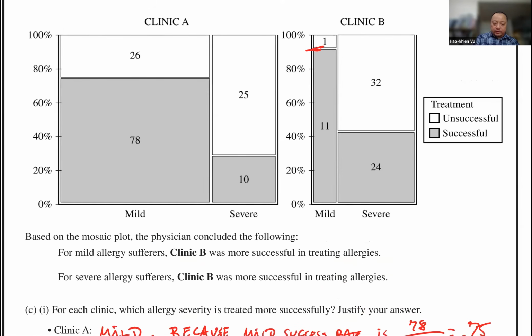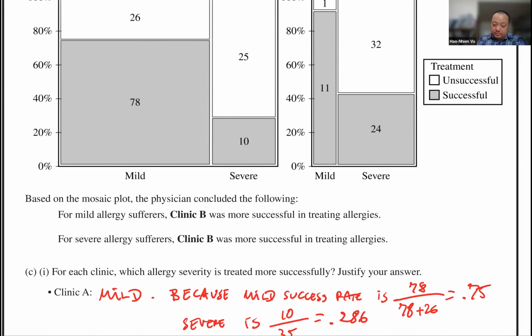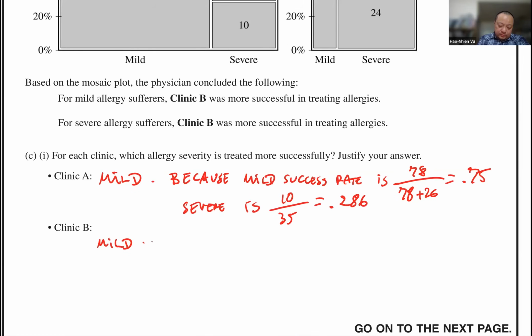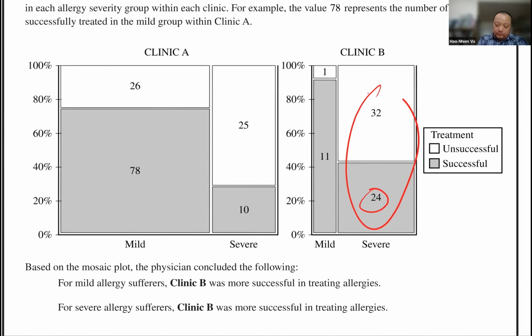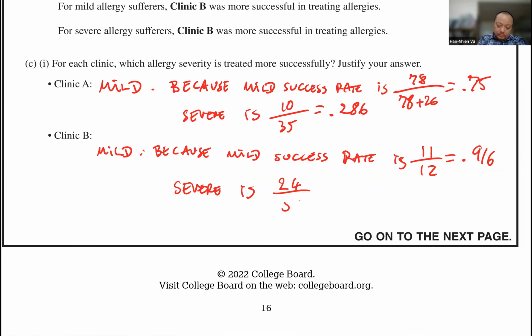Again, because the block on the left is taller than the block on the right, but also again, because in a written exam, working out the number is always safer. 11 out of 12, in decimal form, is 0.916. Whereas for severe, it is 24 out of, looks like, 56, which is 0.429.